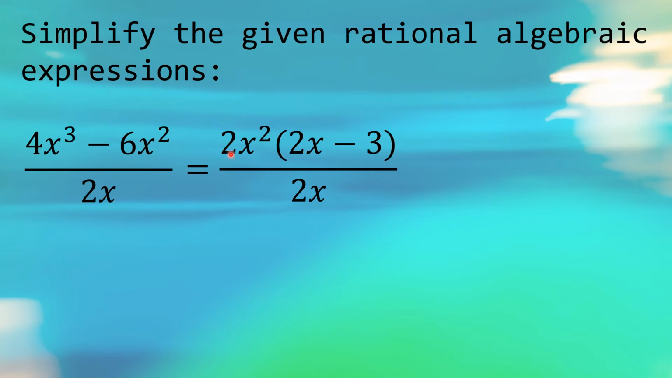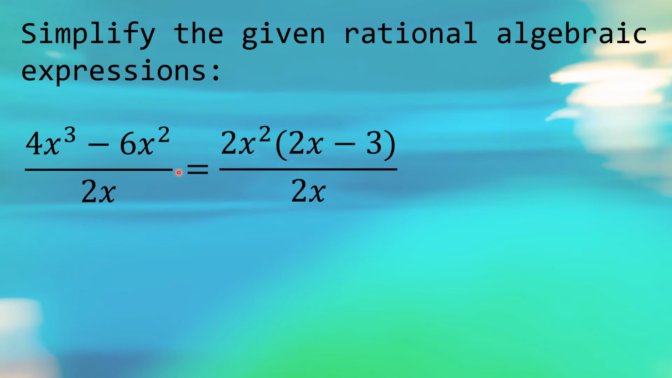Paano naging 2x squared ang common factor ng dalawang terms? Again, since ang 4 at ang 6 ay kayang i-divide sa 2, that is the common factor ng dalawang number. And then, kinopya lang natin yung x squared ng negative 6x squared dahil ito ang common factor ng x squared at x cubed. Next, let us double check if these factors are correct.